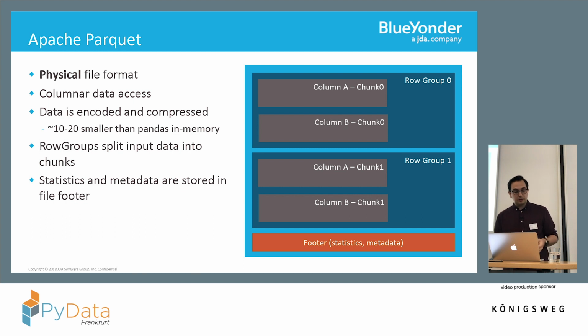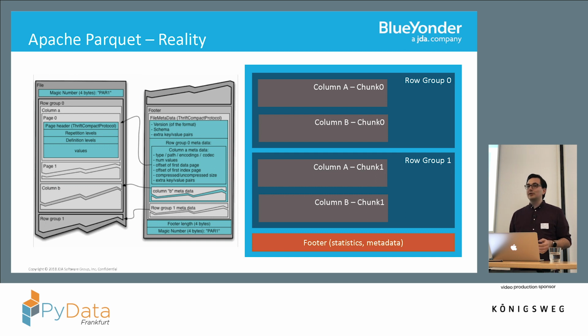This, together with the extremely good encoding and compression that Parquet has to offer, which compresses your data by a factor of 10 to 20, reduces the network load sufficiently that these accesses are quite efficient. In reality, my pictures are obviously not really correct.